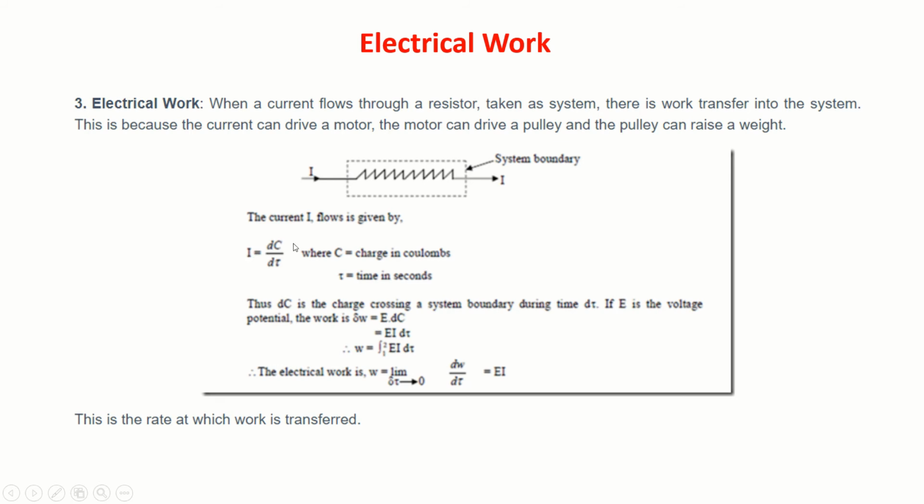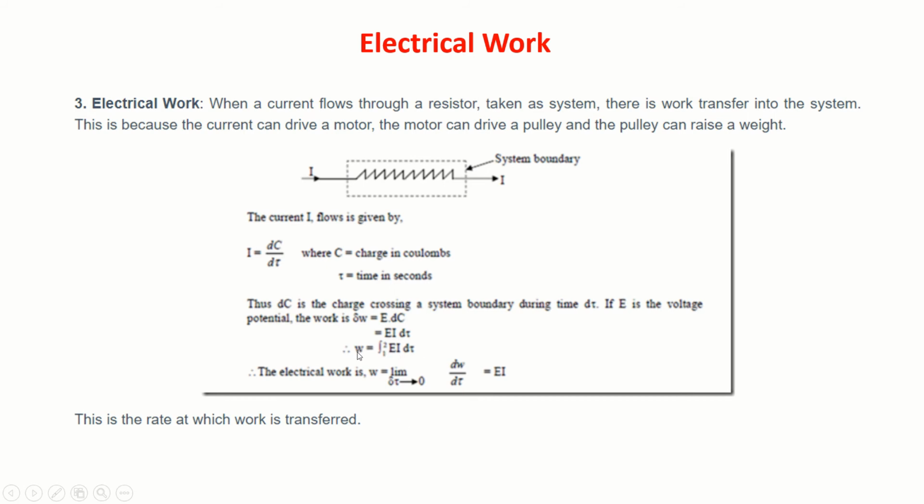Current is nothing but rate of change of charge, so I can say dC by dt. What is the potential difference that I am applying across this? Let us say E. What is the work done? E into charge flow. So E into dC. What is dC? dC is nothing but I dt. So what is the work done in this case? Integral of E I dt. Okay. So this is what you can say.